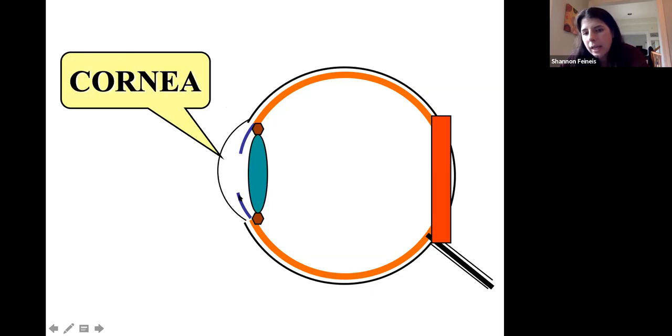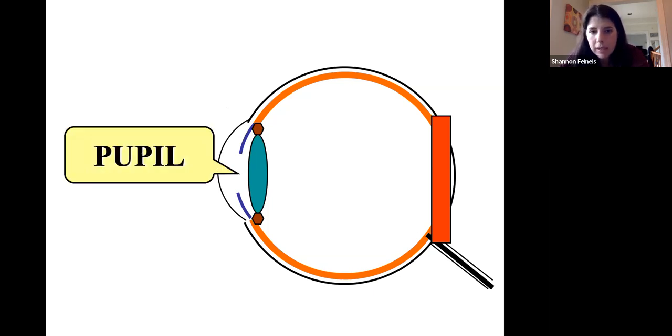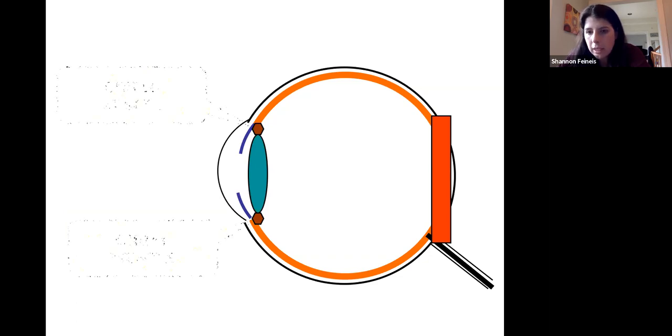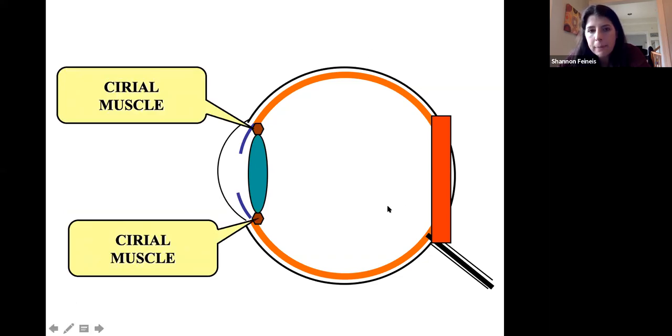Your cornea actually bends some of the light. That's the layer on top of your eye. You could actually touch your cornea with your finger. And so that bends some of the light. Your pupil is just a hole in your eye that allows the light through. And your lens is what projects the image that you see onto your retina. Your lens can actually change shapes and sizes because of these muscles.